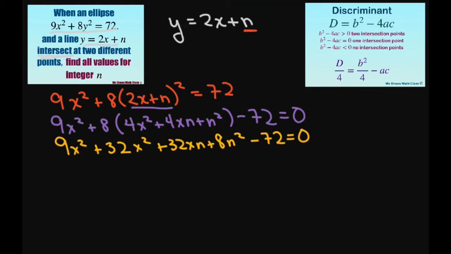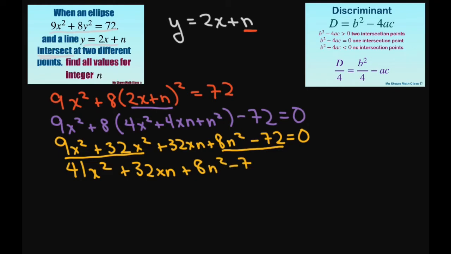Simplifying this, we're going to get 41x squared for these two, and then plus 32xn, and then this will be your constant. So plus 8n squared minus 72 equals 0.